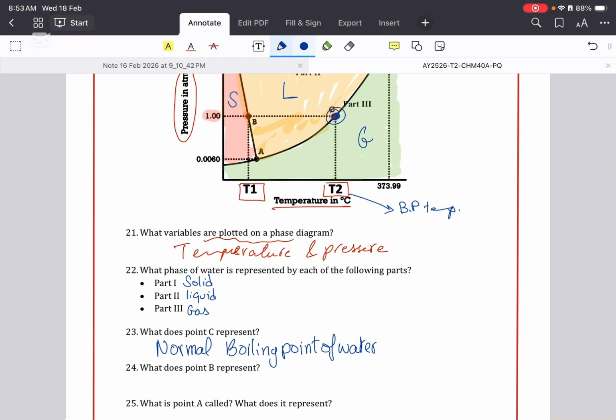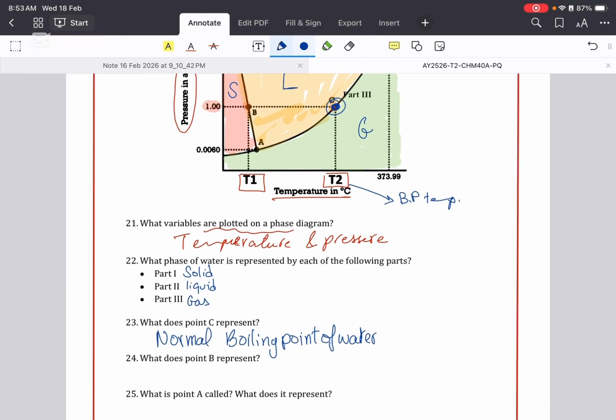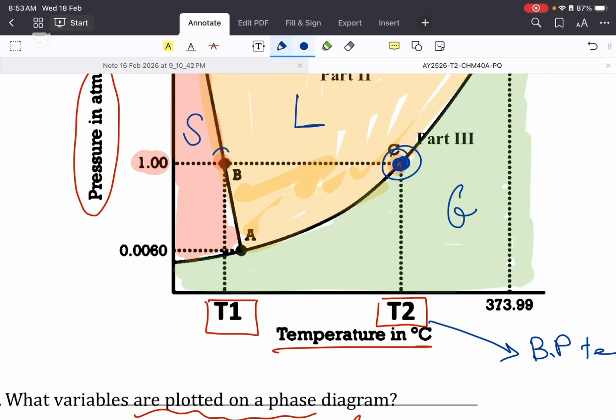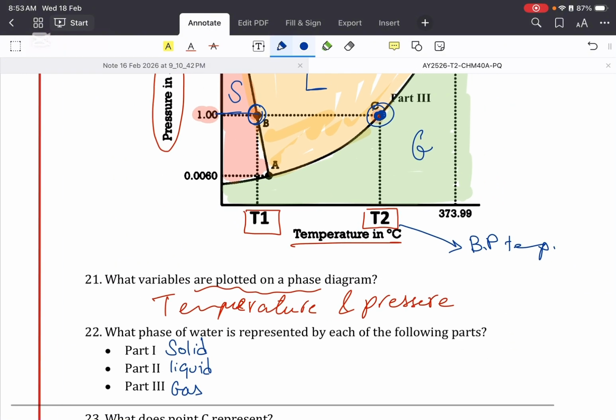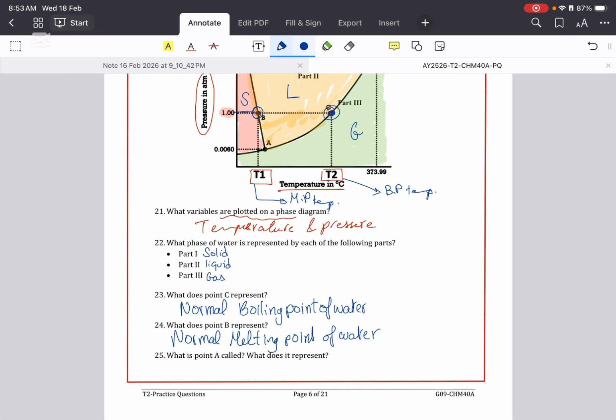Now, next one. What does B represent? That is the normal melting point of water. So that is the normal melting point of water because it's at 1 atmosphere. And this is the melting point temperature on the graph.